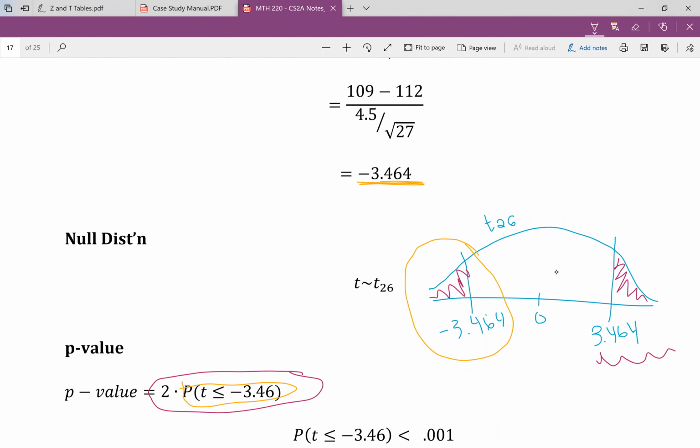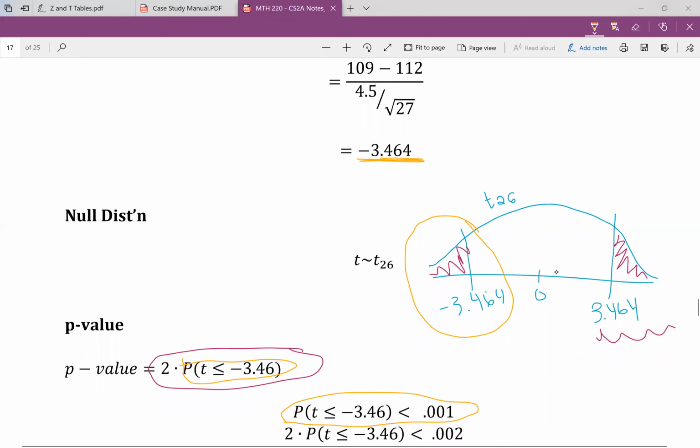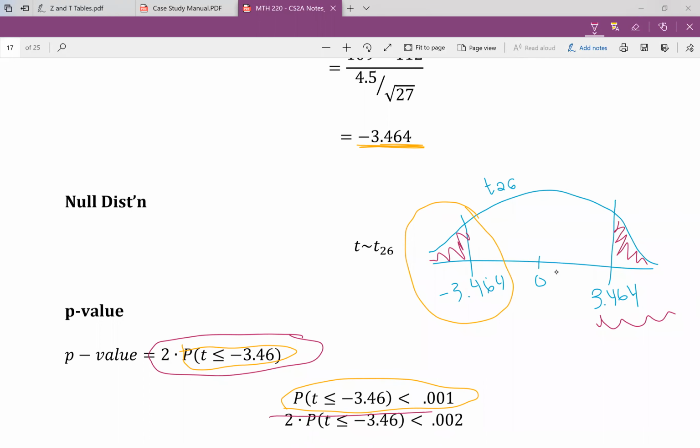0.001. Okay, but I'm going to go ahead with my colors again. What I have written right here, this is the probability. This is the single-tailed probability, okay? Then we have to double it, making our final p-value, the final answer that we want. That's 2 times the probability that T is less than or equal to negative 3.46 is less than 0.002, okay?